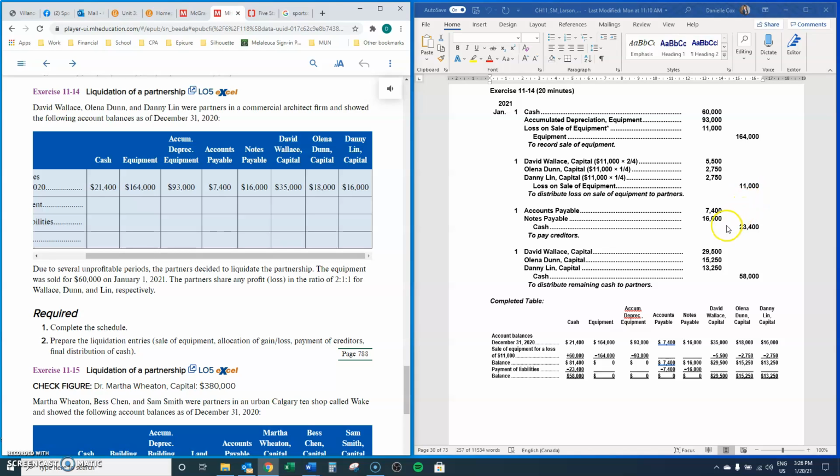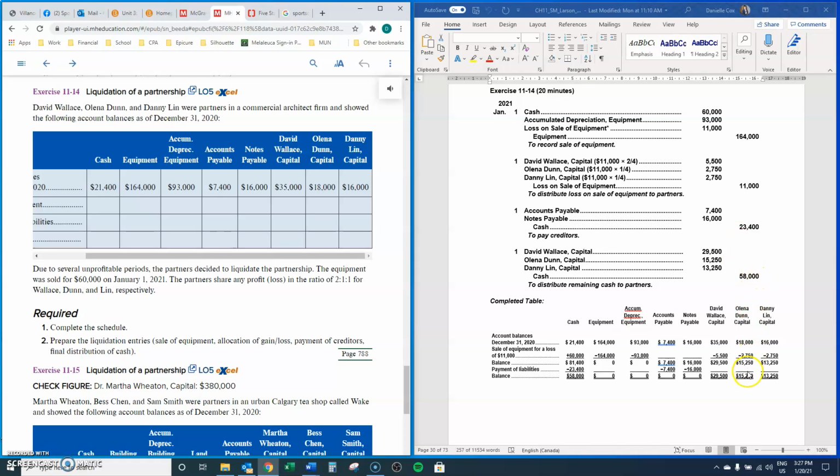Then we record the entry to pay off the liabilities, which was here, $7,400 for accounts payable and $1,600 for notes payable. So they would normally have a credit balance with the amount owing. So we debit those 2 accounts and we credit our cash.